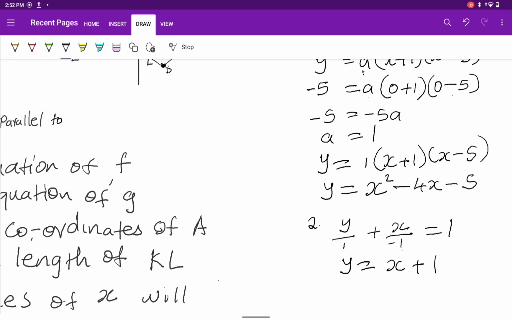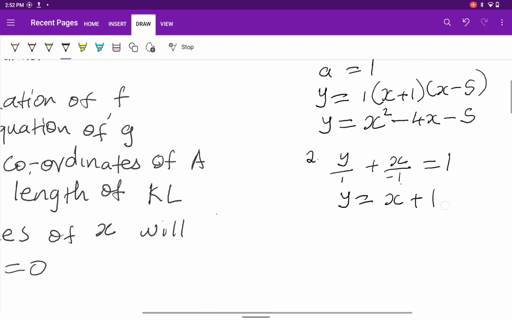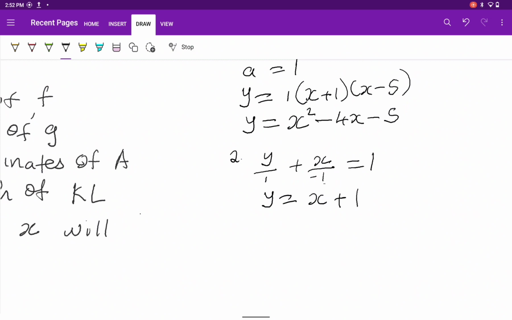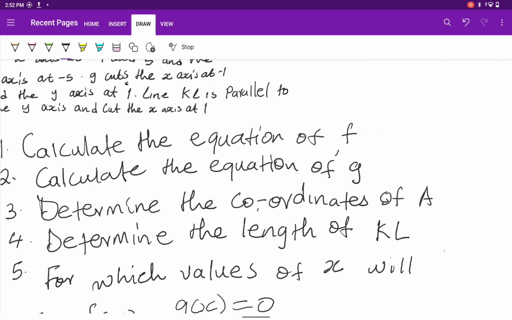We can use any other method. We can take the first point as (-1, 0) and the second point as (0, 1), and we get the gradient and c. But whatever method we use, we will get the answer y equals x plus 1. Right, so let's go to the next question. The third one: determine the coordinates of A.